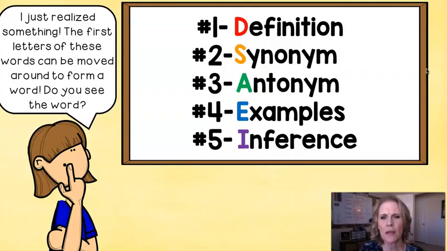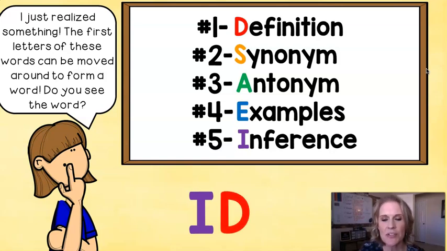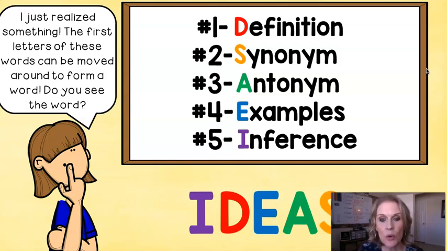I just realized something. The first letters of these words can be moved around to form a word. Do you see the word? I can. I in inference, D in definition, E examples, A antonyms, and S synonyms. It makes the word ideas. That's a great way to remember the 5 different types of context clues.